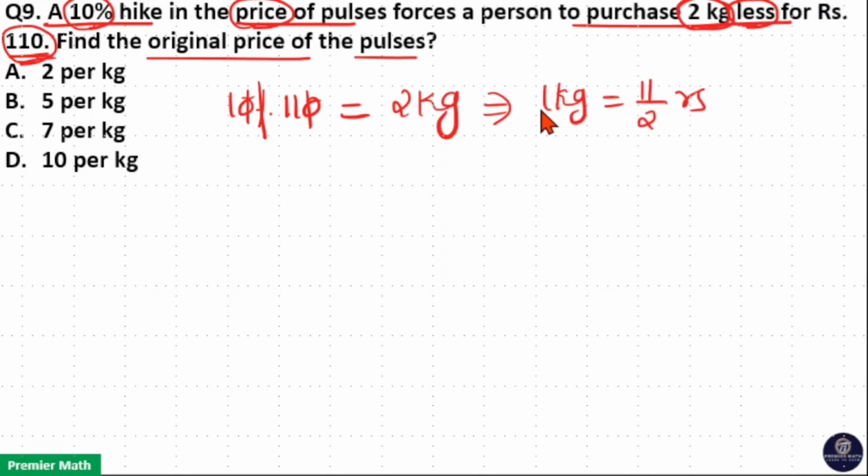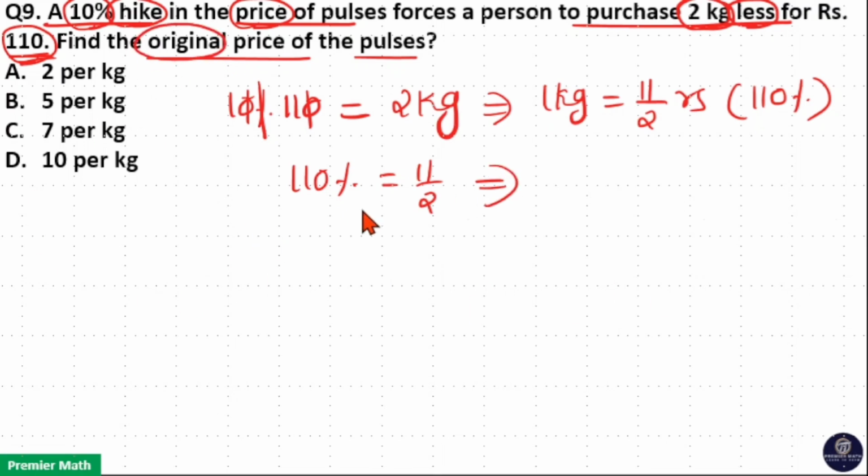Now, this price is the increased price, which means 10% increment means this is 110%, is 11 by 2 rupees. Now, if 110% is 11 by 2 rupees, then we need to find out the original price, which is 100%. Now, 11 cancel. 20% is equal to 1 rupee means 100% is equal to 5 rupees. So, option B is your answer.